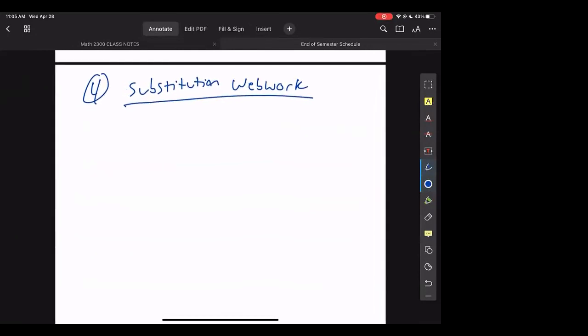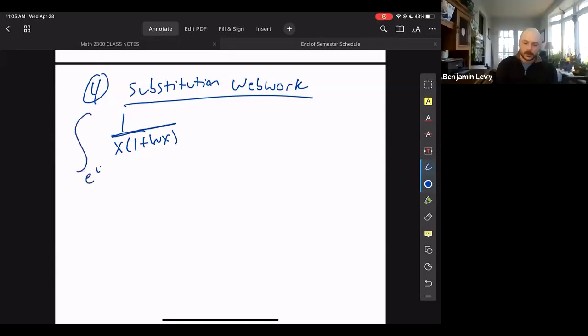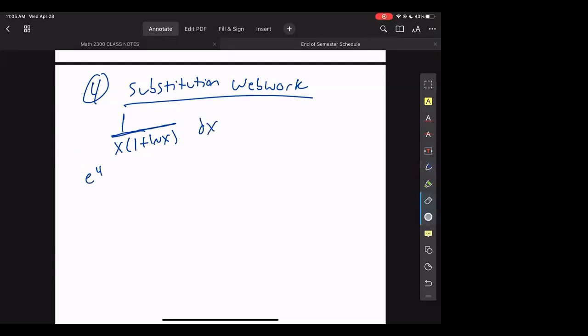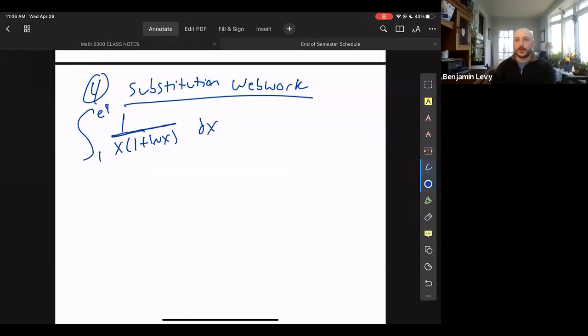Yes. 1 over x, and then in the denominator it's x times parentheses 1 plus ln of x close parentheses, times dx, and the integration goes from e to the fourth to 1. The other way around, sorry. e to the 4th is on the top? Yep. e to the 4th is bigger than 1, so that should go on the top. Yeah, and that looks right. I wrote that down correctly.